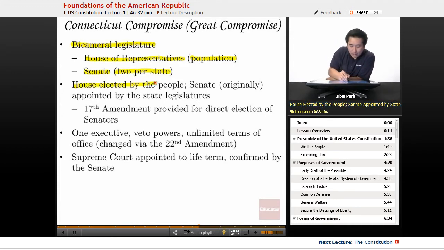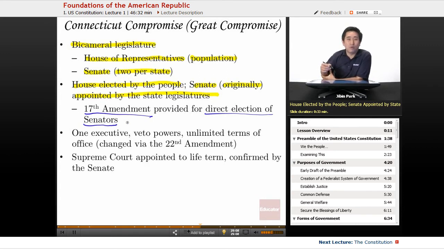The House elected by the people, and the Senate, which was originally appointed by the state legislatures, and that survived up until the early 20th century, in which the 17th Amendment to the Constitution provided for direct election of senators. Probably out of a popular outcry, people wanted to be a little bit more involved in the process, so the 17th Amendment basically corrected for this defect.